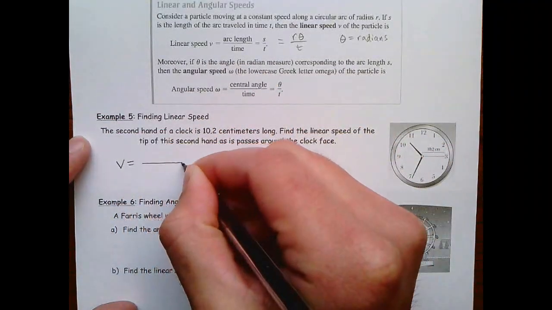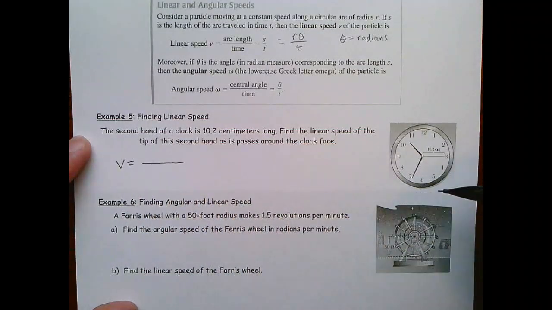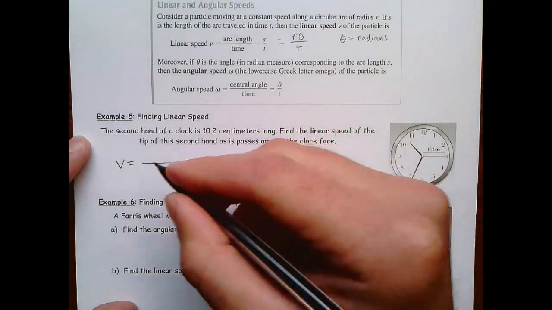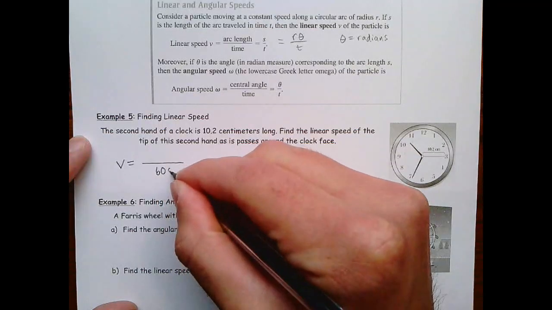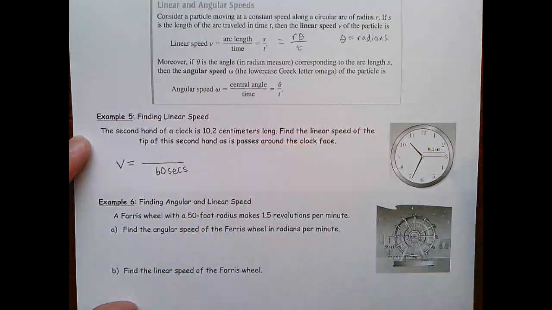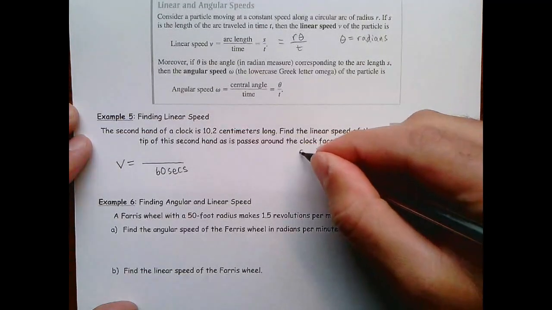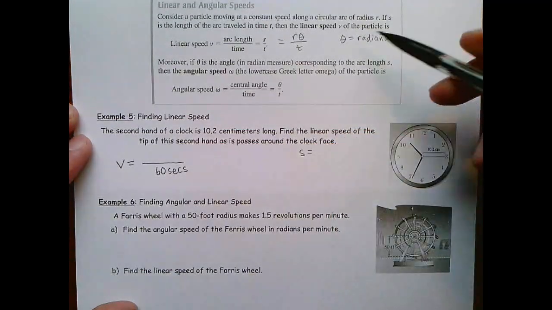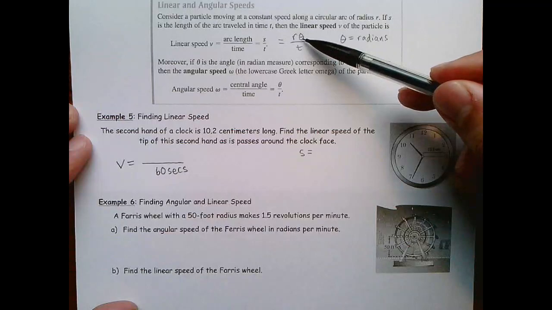And I think it's easier to do the bottom part first: time. Well, how much time do you have as it goes around the clock face? One entire clock face time is 1 minute for the second hand, or you can do 60 seconds. So I can do 60 seconds right down below. Now, a little bit of work I'm going to have to do in order to find the arc length. So I can do it here. S equals, I need to know the radius and theta in terms of radians.